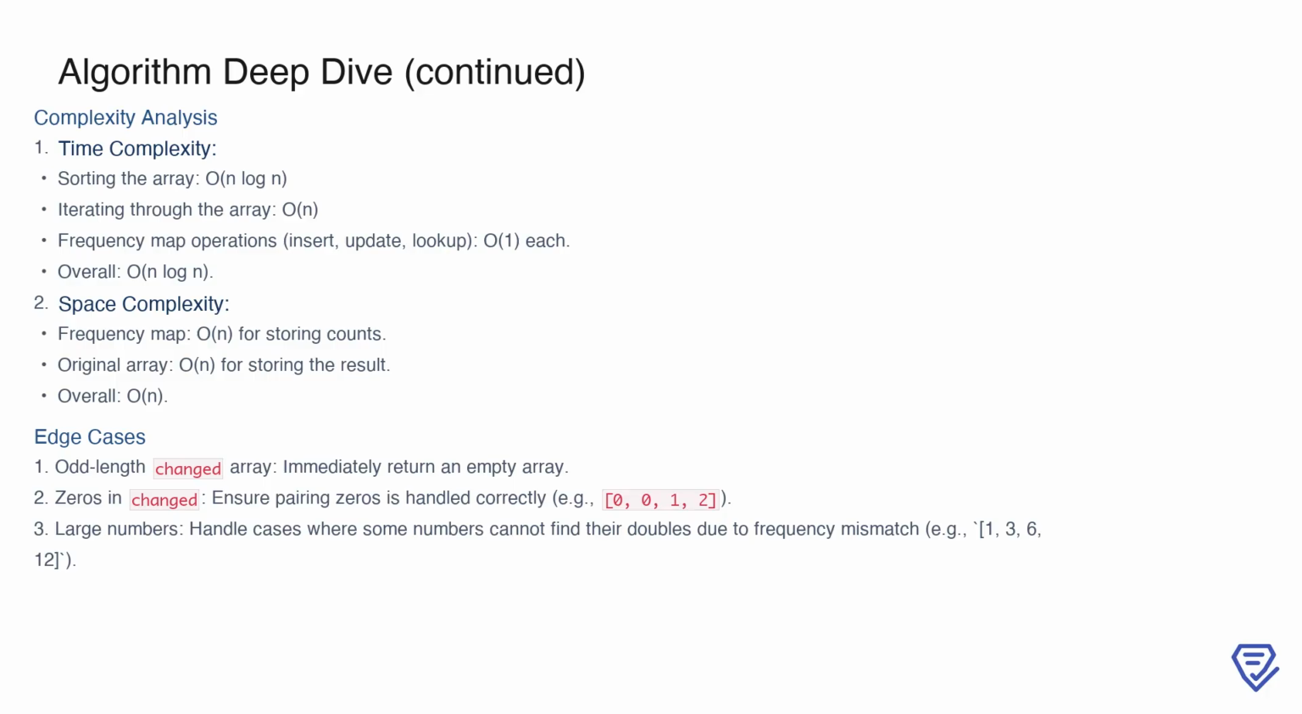It's also important to address key edge cases. If the changed array has an odd length, we immediately return an empty array since pairing is impossible. Zeros require special attention because they must be paired with other zeros, so we need to ensure there's an even number of them. Lastly, when working with large numbers, the algorithm must handle cases where no valid doubles exist, such as 1, 3, 6, 12, where 3 cannot find a matching double. These considerations ensure the algorithm is both efficient and robust across a variety of inputs.